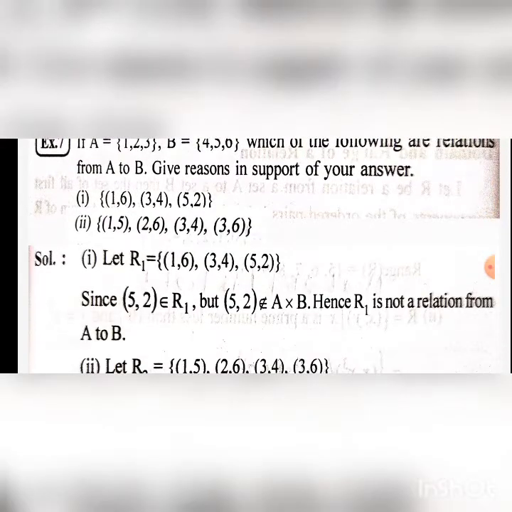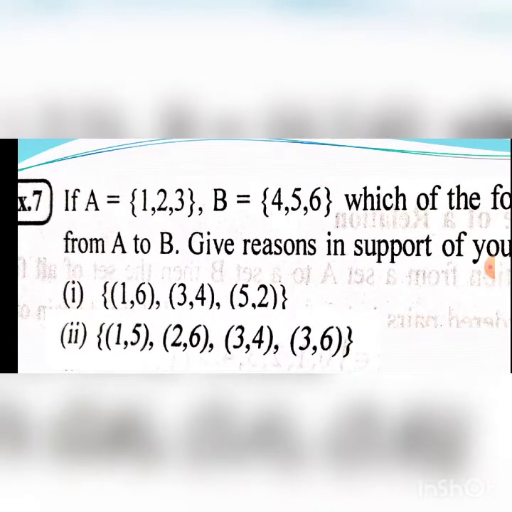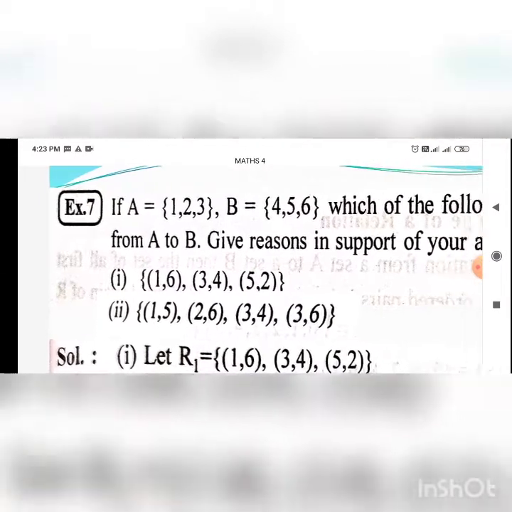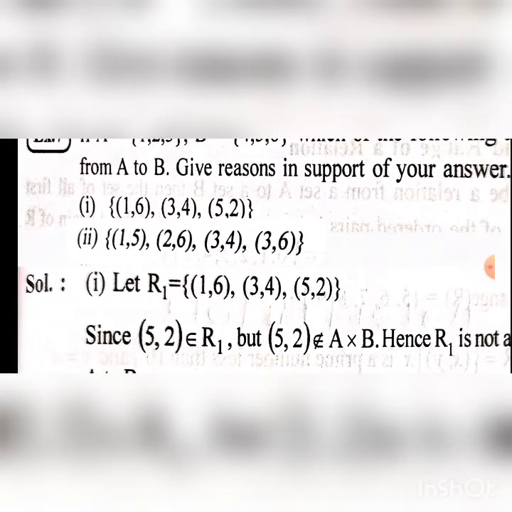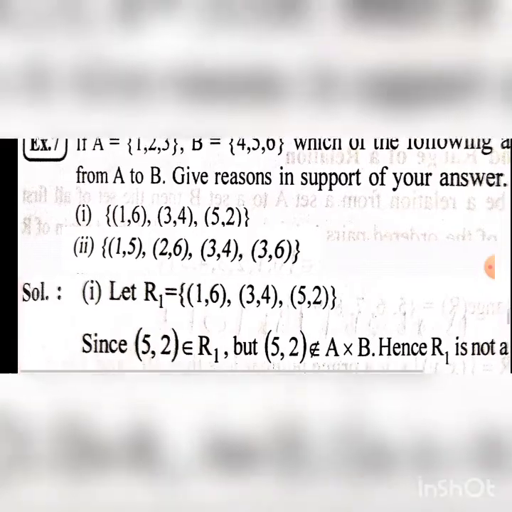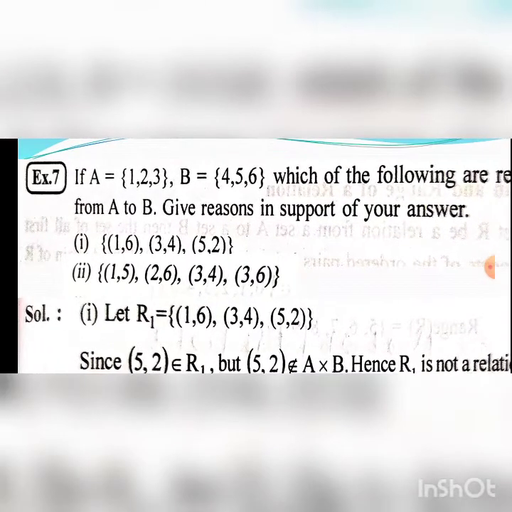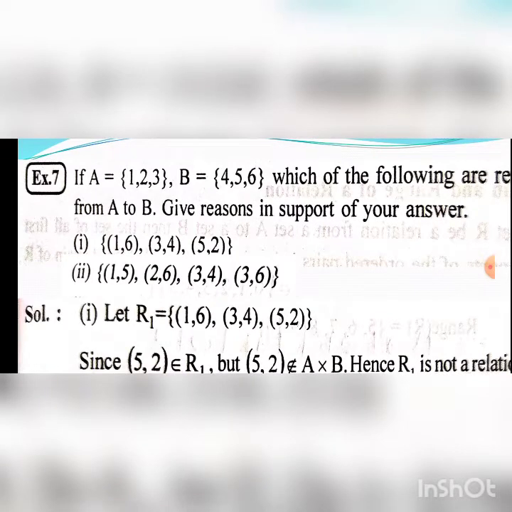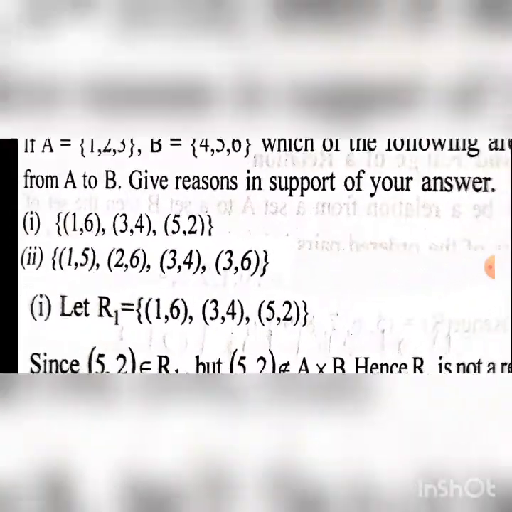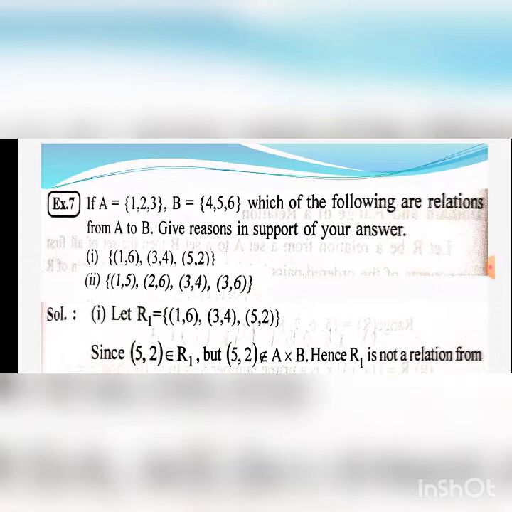Okay. So see the solution. We have been given first relation {(1, 6), (3, 4), (5, 2)}. So we suppose R1 equals {(1, 6), (3, 4), (5, 2)}. We have to find whether it is a relation or not. What we have to find here? We have to check whether the first elements belong to set A and the second elements belong to set B. So you can see the first pair is what? (1, 6). 1 belongs to A and 6 belongs to B.